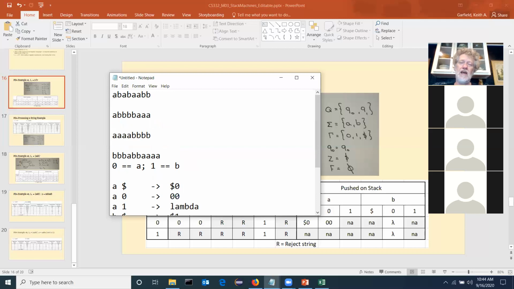I see an A, I add a 0. I see a B, I'll take it off. I see an A, I add a 0. I see an A with 0 on top of stack. That means so far I've seen more A's than B's. I'll just add another 0. So now I've got 2 0s on the stack. This B takes it off, that B takes it off.